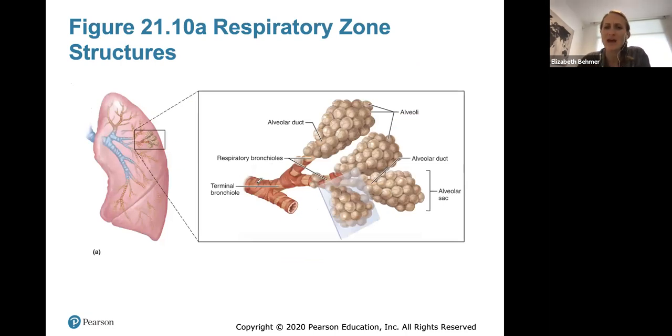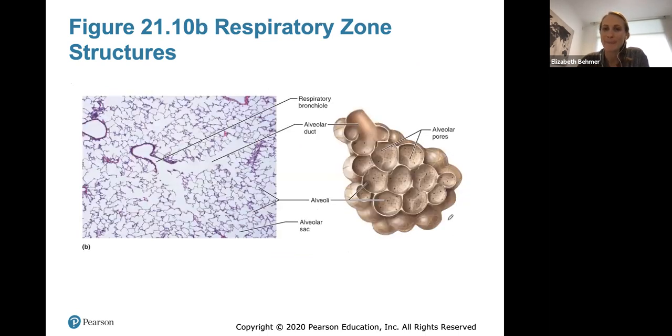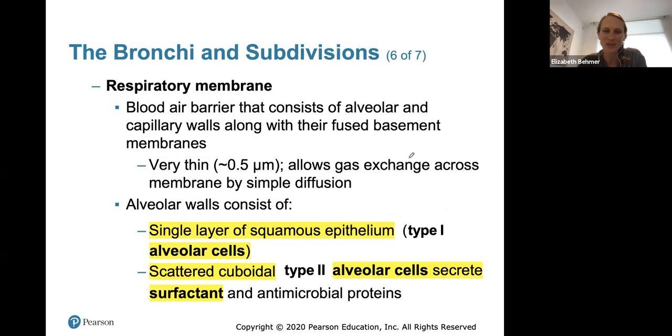And here we have the terminal bronchiole, which is the last of the conducting zone structures. And then we have respiratory bronchioles leading into the alveolar ducts, and then ending into these clusters of alveoli called the alveolar sacs, where gas exchange occurs. Here's another look at the respiratory bronchioles ending in the alveolar duct and alveolar sacs with the alveoli. You'll see little alveolar pores, which help to make up some of that respiratory membrane that we'll talk about.